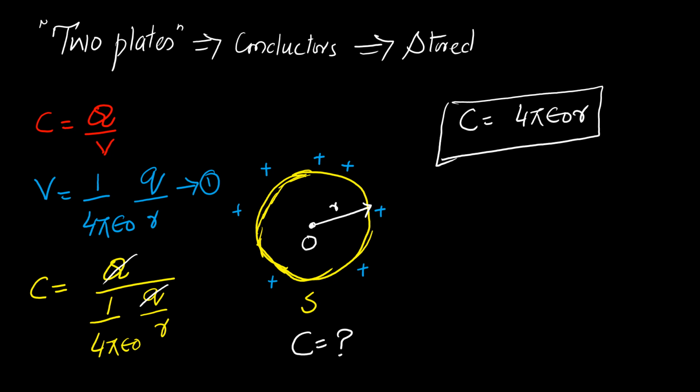So student, please keep in mind that capacitance of a spherical surface is equal to 4 pi epsilon naught R, whereas epsilon naught is permittivity of free space.